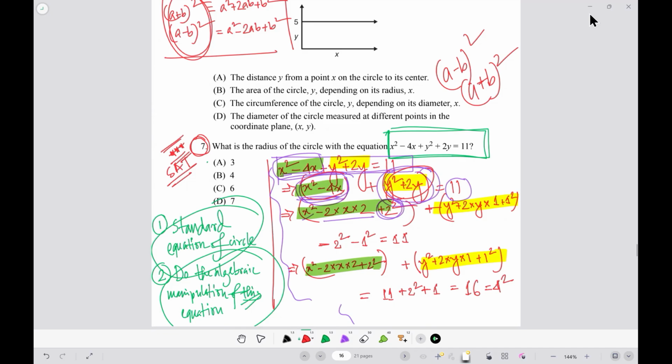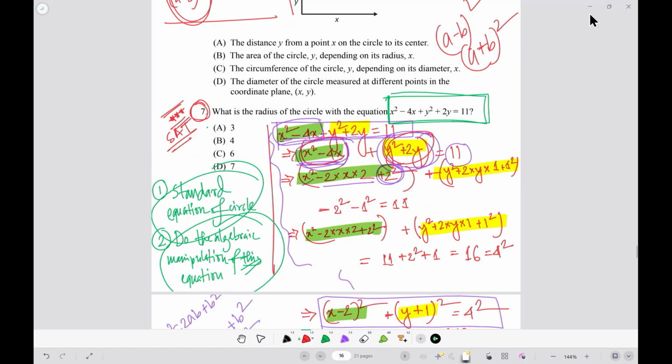Our main target is to make it look like a minus b whole squared or a plus b whole squared, because we want to make this x packet and this y packet look like either a minus b whole squared or a plus b whole squared. Whichever one is suitable, we will apply that. If it is negative here, minus 2x into 2, then we are going to apply a minus b whole squared. And if it is plus, then we are going to apply a plus b whole squared.